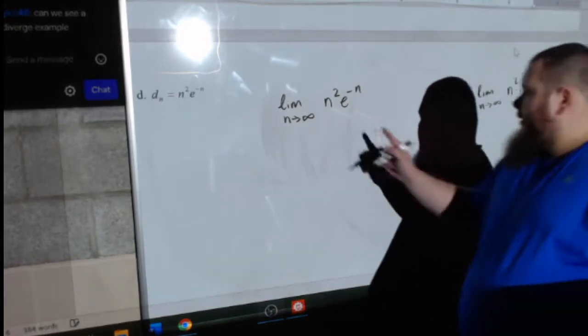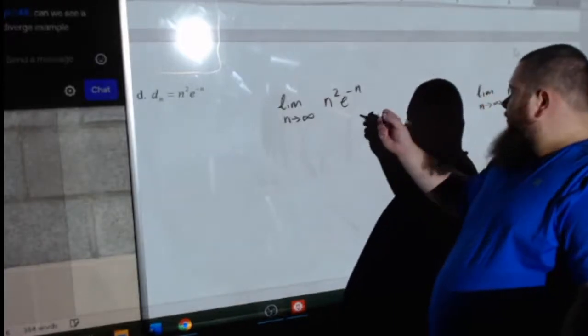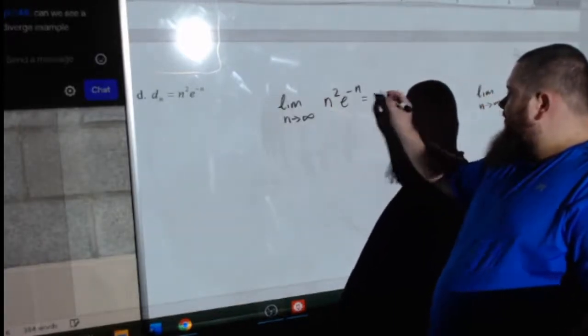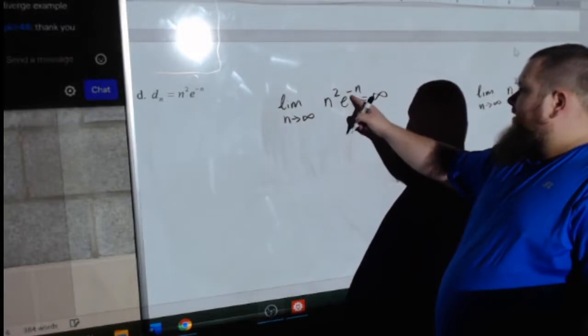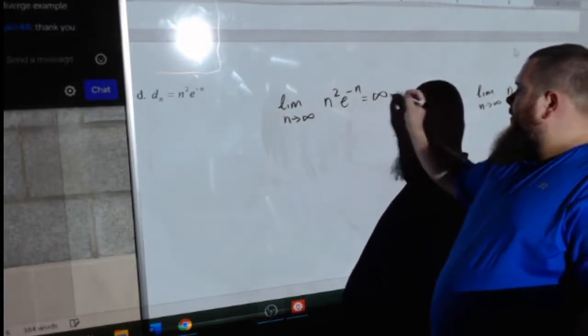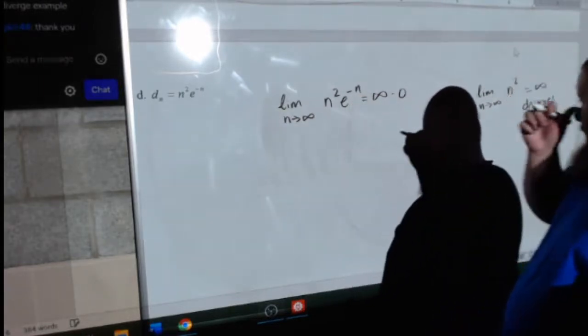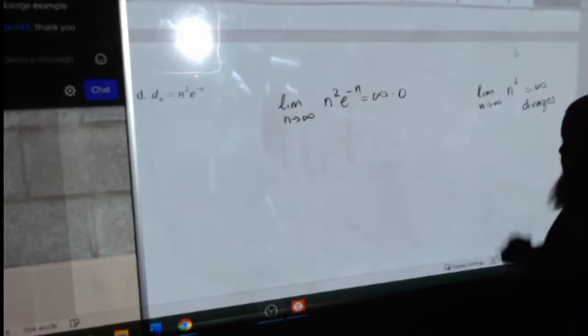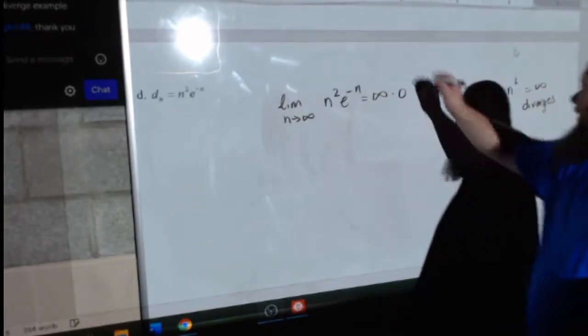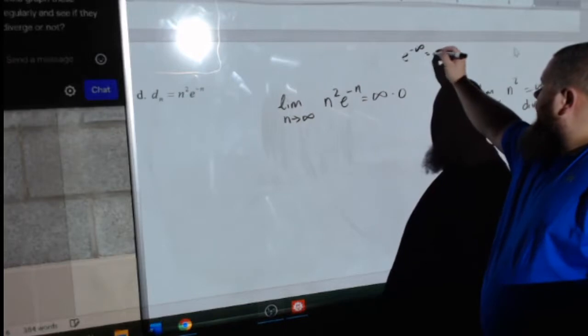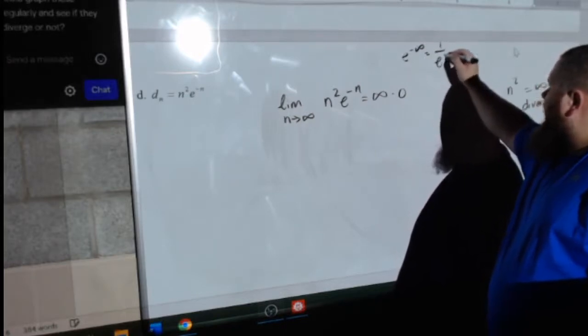So here I have one. If I try to direct substitute, this would be infinity, and e to the minus infinity is really 0. And if you don't like that, then think of this. Right, this is really 1 over e to the infinity.